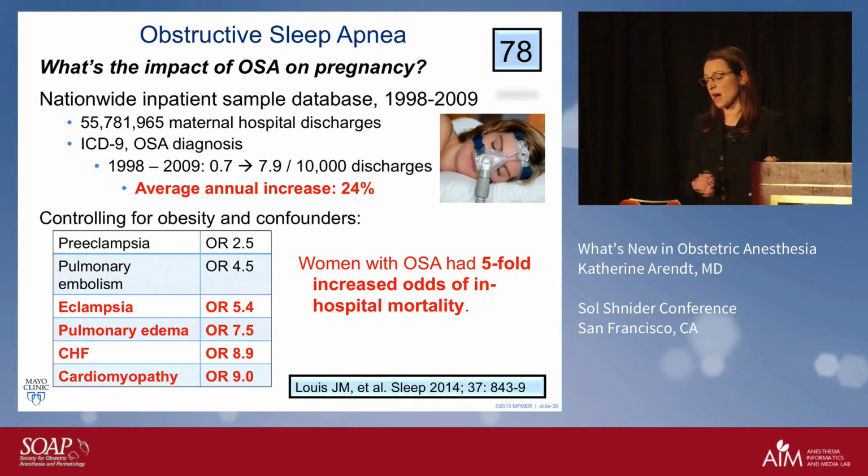Starting at the bottom, cardiomyopathy: once a woman has an OSA diagnosis in her chart, she has an odds ratio of 9.0 for cardiomyopathy. CHF, odds ratio of 8.9. Pulmonary edema, eclampsia, pulmonary embolism, and preeclampsia. There are problems. OSA does cause other pregnancy problems, it looks like. Also, really compelling from our standpoint, women with OSA had a 5-fold increased odds of in-hospital mortality.